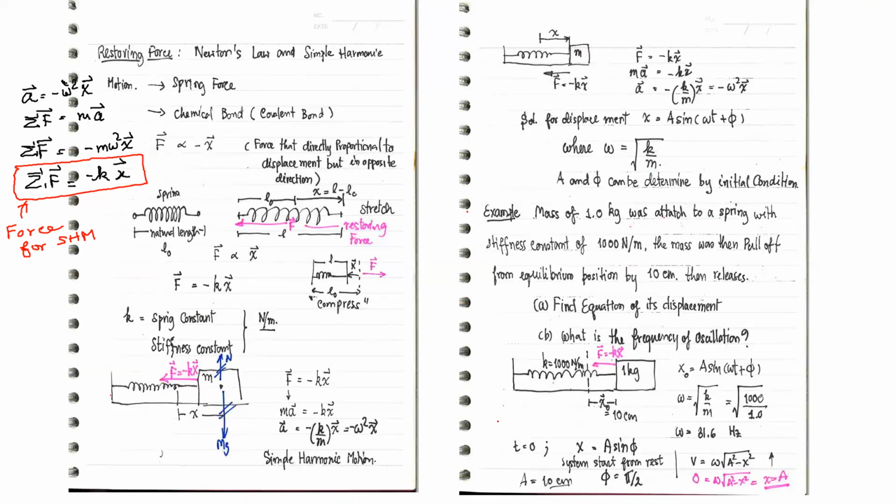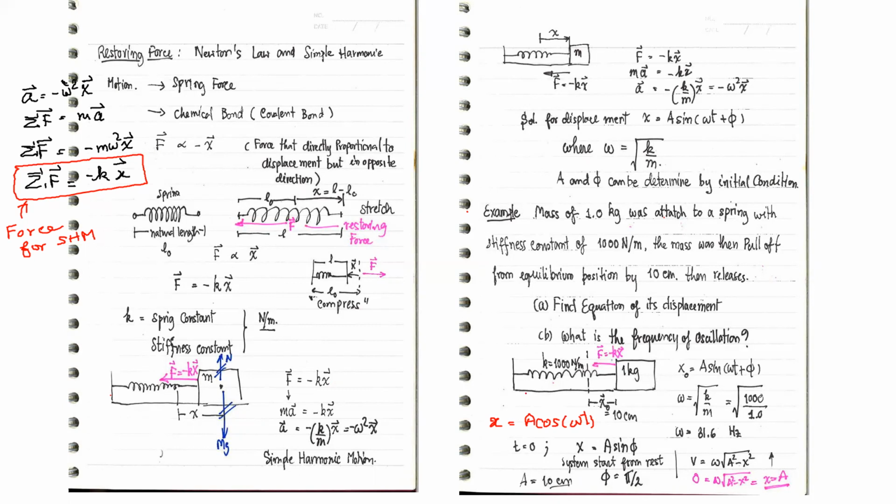Okay. Or you can say that x is a cosine omega t to be the answer. Okay, someone send a message. Y phase is pi over 2.